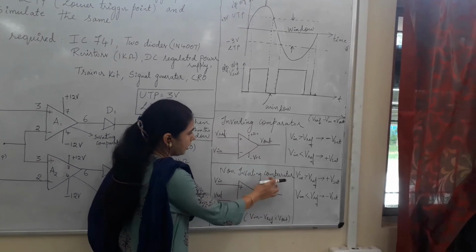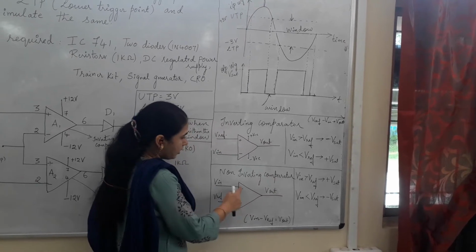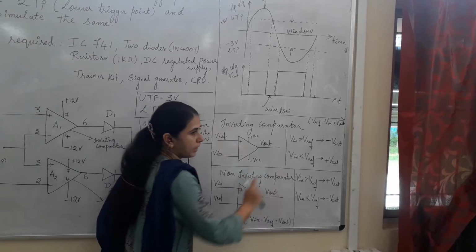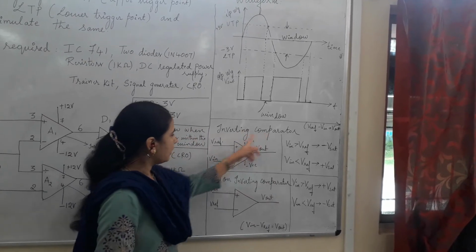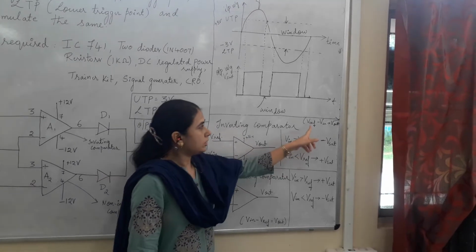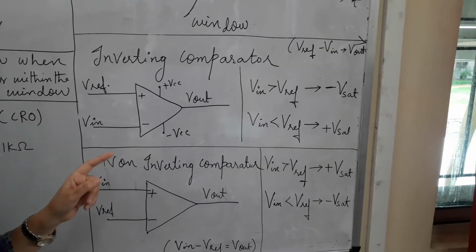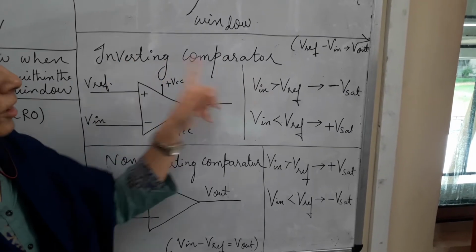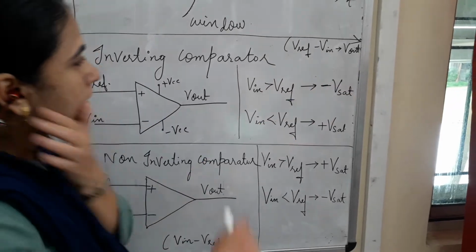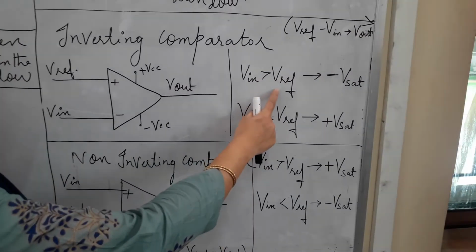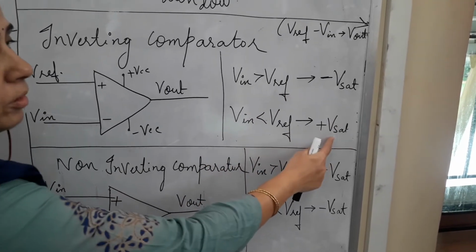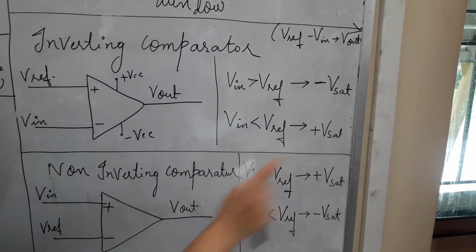Here, in the non-inverting comparator, if an input is given to the non-inverting terminal of an op-amp, it is called a non-inverting comparator. This inverting comparator compares the input with the reference voltage and produces an output. So, this is the equation for an inverting comparator, that is V reference minus Vin is equal to Vout. That is, if Vin is greater than V reference, the output will be negative. If Vin is less than V reference, output will be positive, that is plus Vsat.